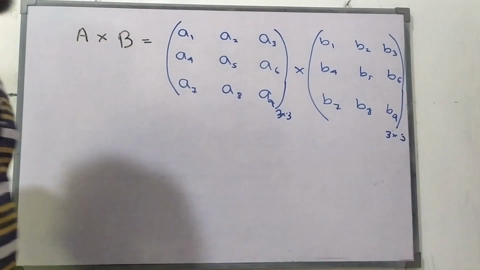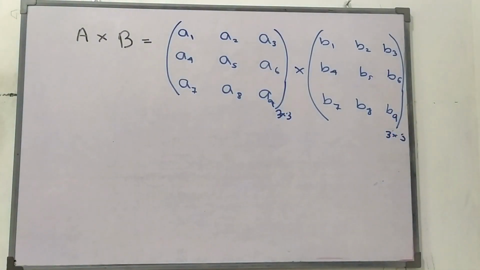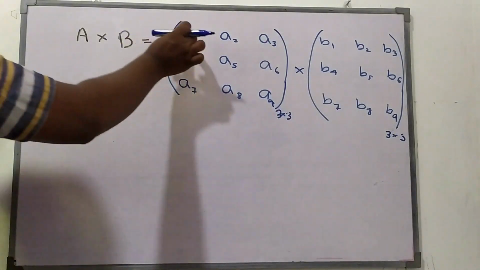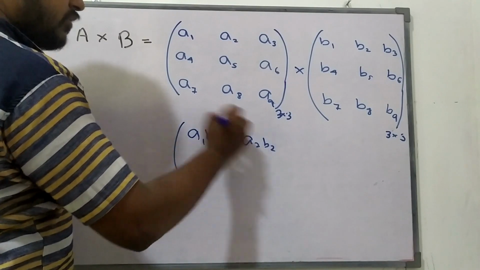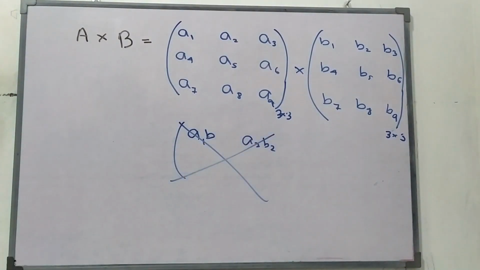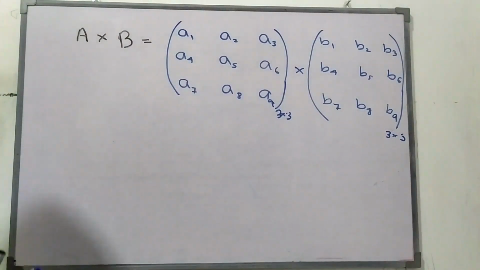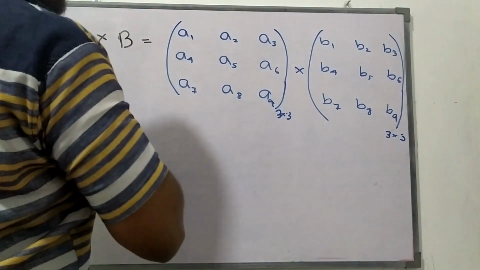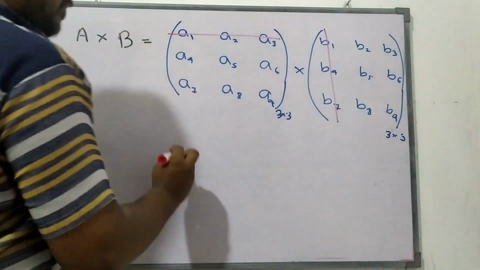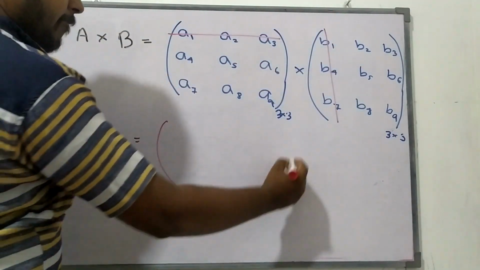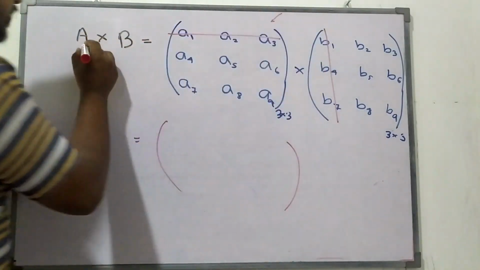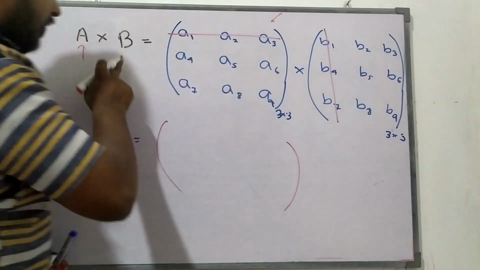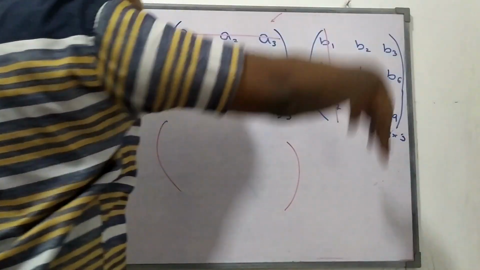So how do we multiply this? Don't write A1 B1, A2 B2. This is wrong. So how do we multiply two matrices? If you multiply, the first matrix always considers the rows, and the second matrix always considers the columns.